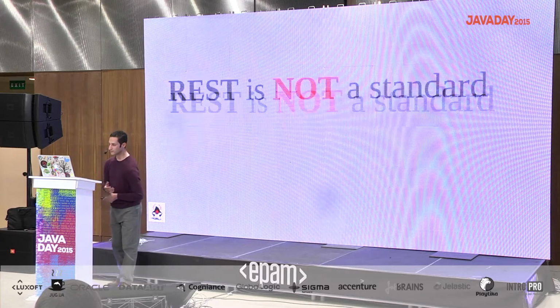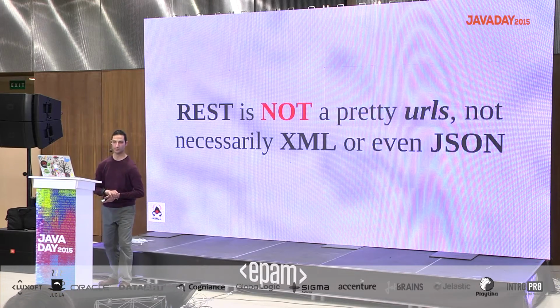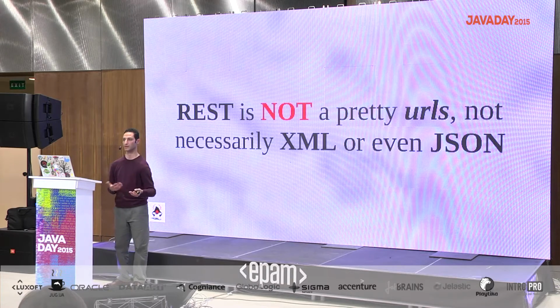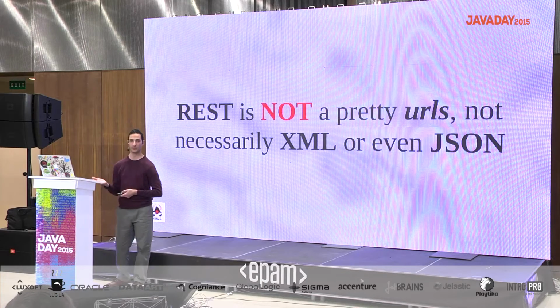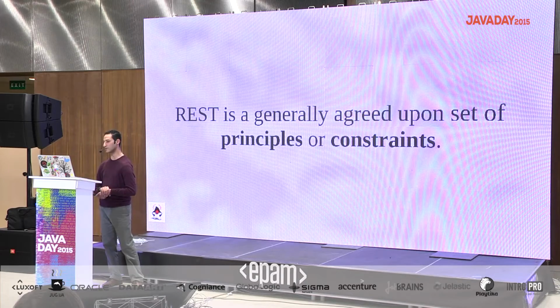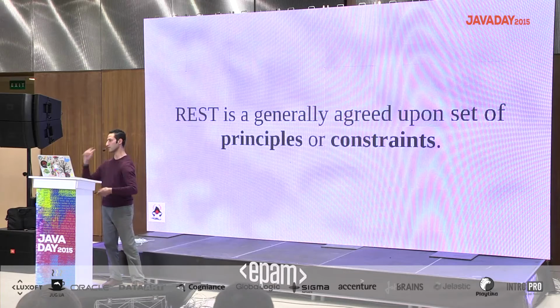So REST is not a standard. REST is not pretty URLs, not necessarily XML or even JSON, whatever you want. It depends on the media you would like to exchange. REST is a generally agreed-upon set of principles and constraints. When you design your REST API, you have to bear this in mind. It's just the principles that we have described for when you design, and the constraints that we are going to see.